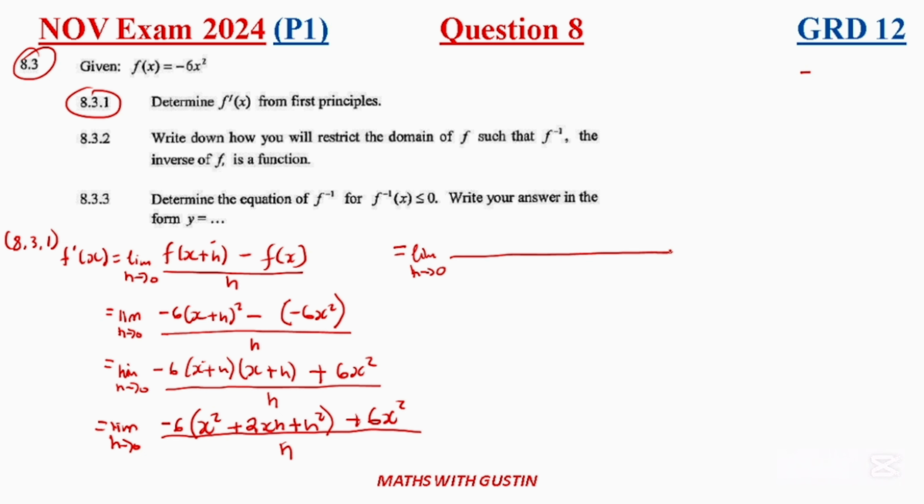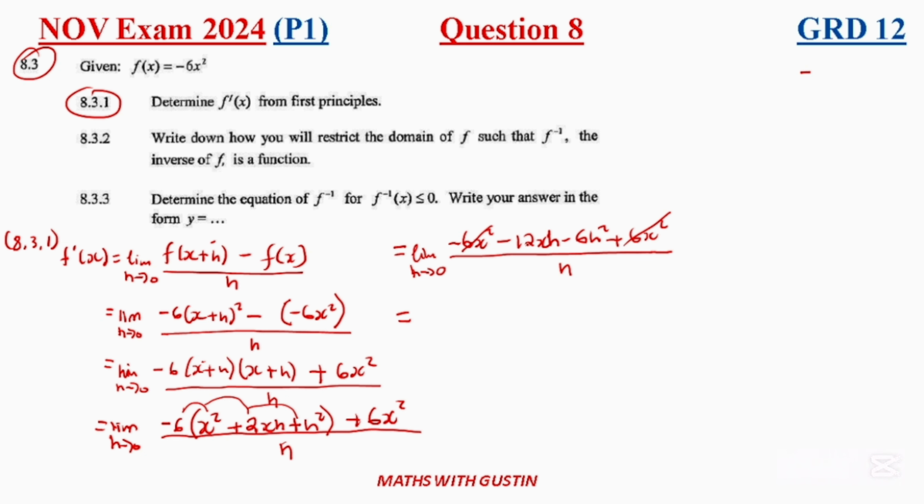Therefore, to make it easy, now we're going to multiply throughout by this -6. Multiply everything with a -6. -6x squared, then 6 times 2 is -12xh, therefore -6h squared plus 6 squared, all over h. Now you can see we can simplify. We've got -6h squared plus 6h squared. This one would cancel out.